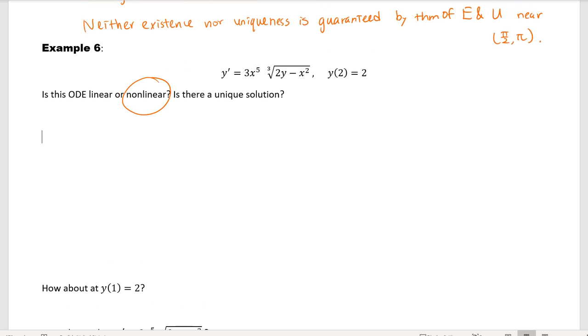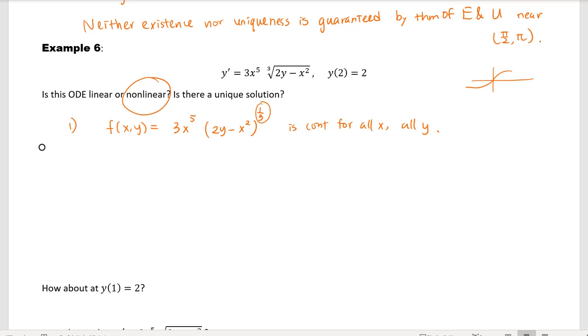And then let's see. Okay, first, standard form, yes. And f of x, y is 3x to the 5th times 2y minus x squared to the 1/3. Okay, this is f of x, y. This guy is continuous. Let's see, this is a cube root. Remember, the cube root is continuous everywhere. So this is continuous for all x and all y.